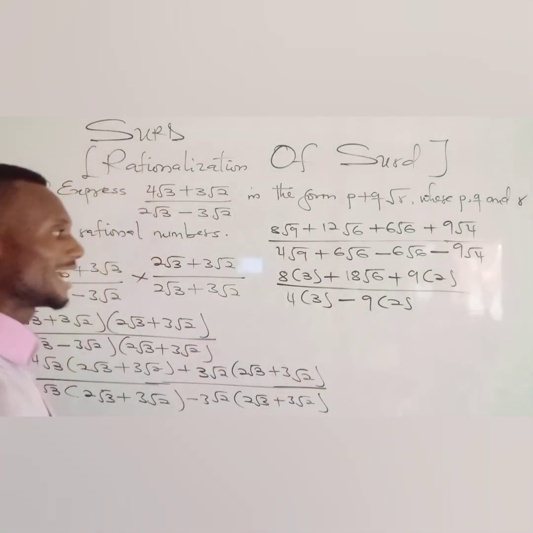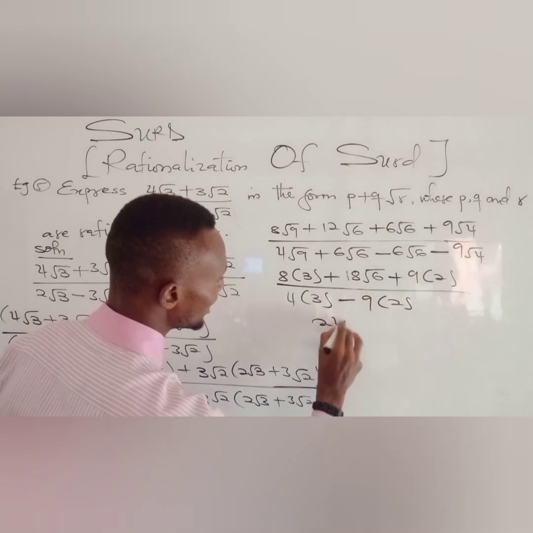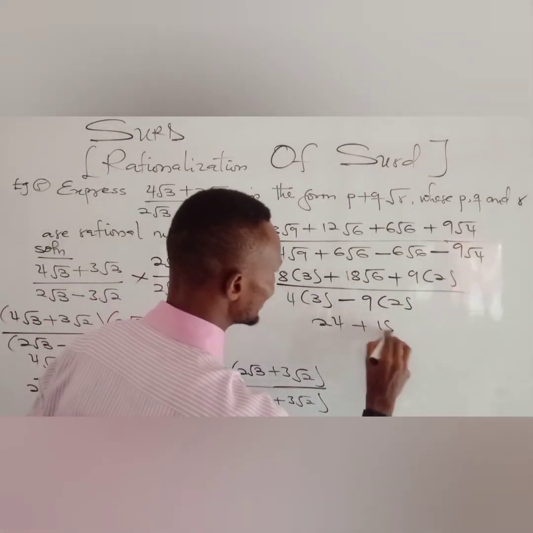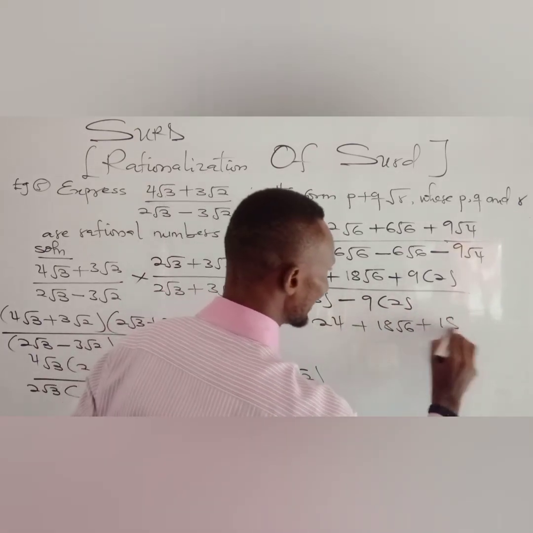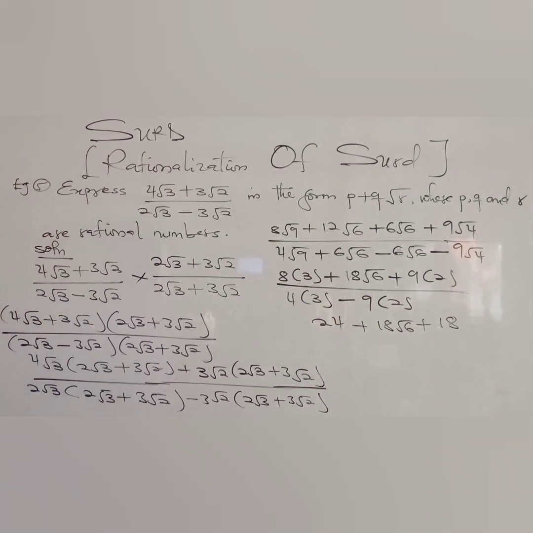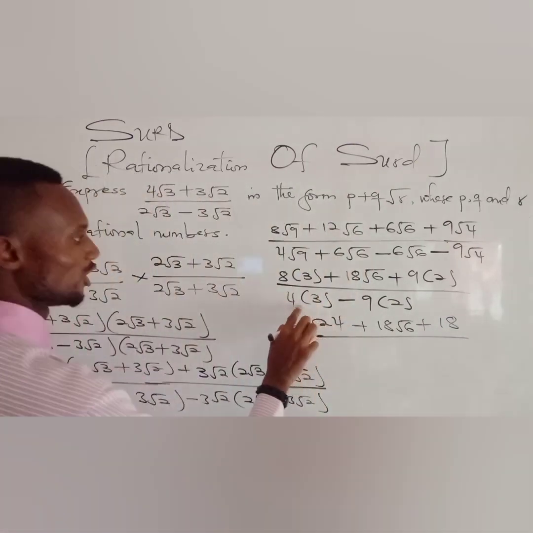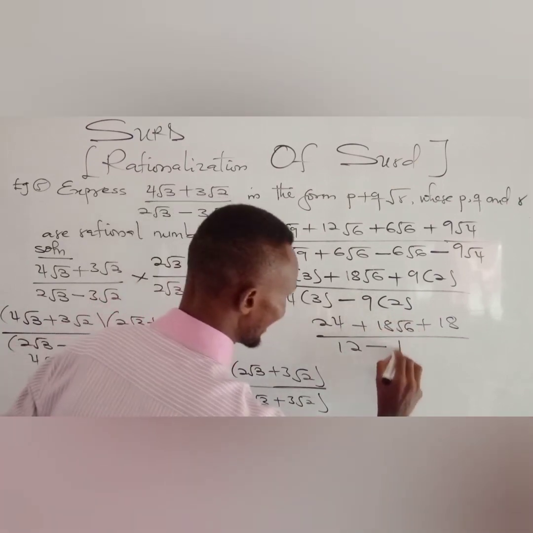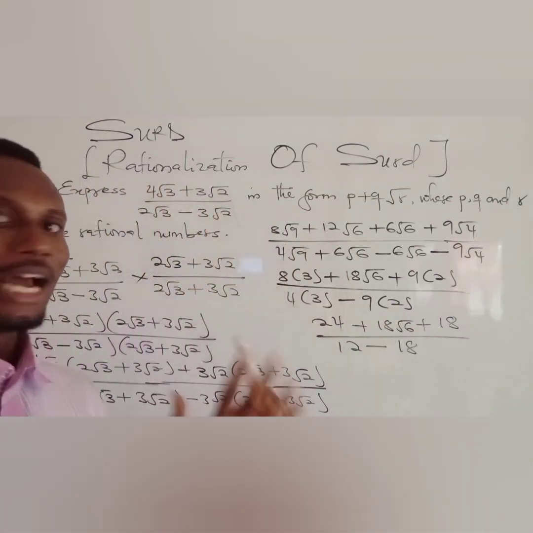Okay, now let's go ahead and simplify further. 8 times 3 is 24. So 24 plus 18 root 6, then plus 9 times 2 is 18. I hope you agree with me up to this point. So all over the denominator, 4 times 3 is 12 minus 18. Okay, 9 times 2 is 18. I hope you understand up to this point.